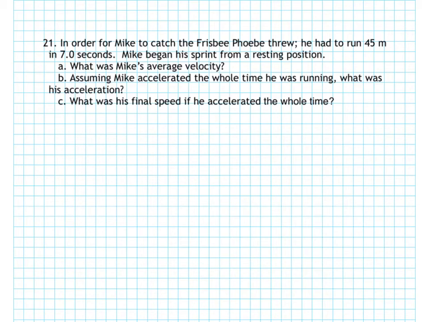In order for Mike to catch the frisbee Phoebe threw, he had to run 45 meters in 7 seconds. Mike began this sprint from a resting position.